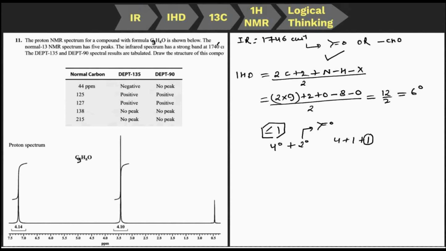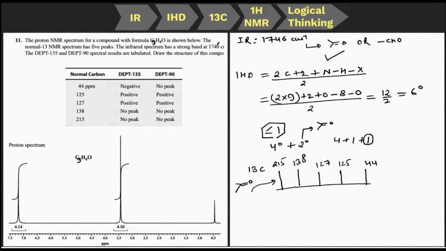Now let's look at the carbon NMR. From the normal 13C NMR, there are 5 signals. So let's draw this carbon NMR. One signal is at 44 ppm, another is 125 ppm, then 127 ppm, 138 ppm, and the last one is 215 ppm. This signal at 215 ppm clearly indicates the presence of a carbonyl group of ketone or aldehyde. We have already ruled out the aldehyde because there is no aldehyde proton in the 1H NMR. So we can clearly say that the compound has a keto group.